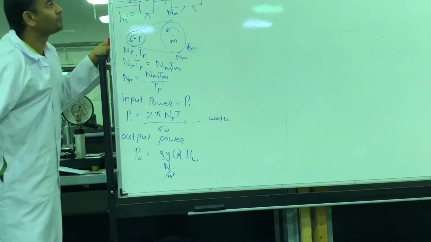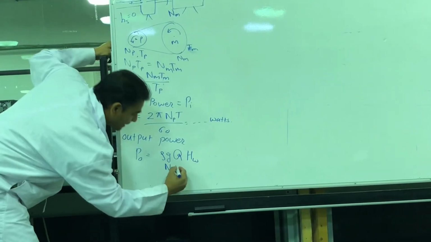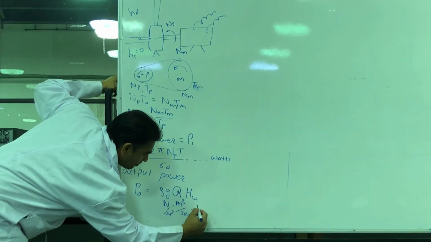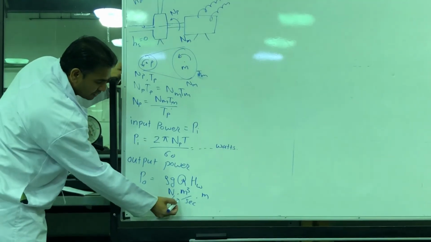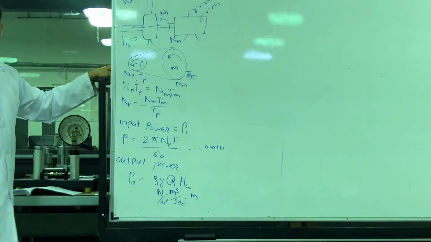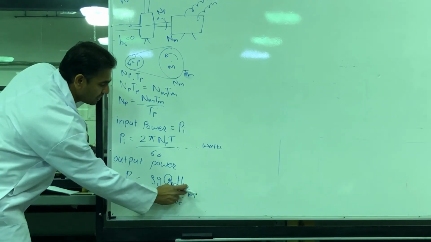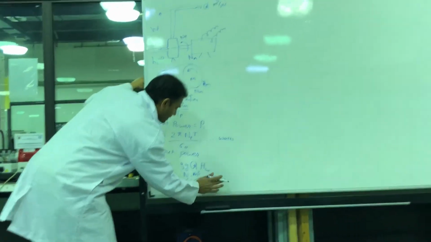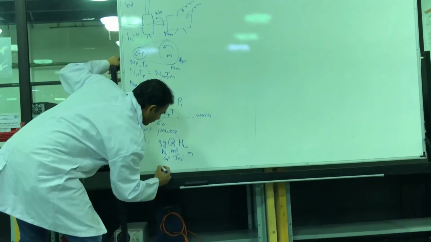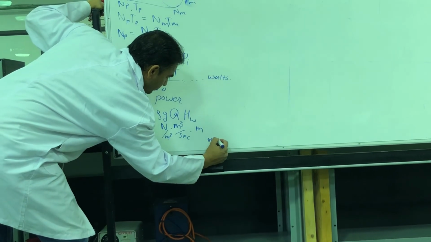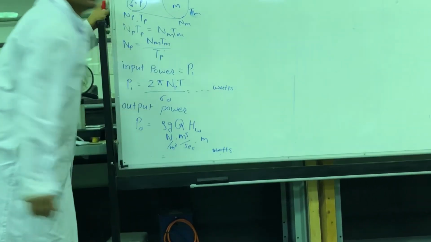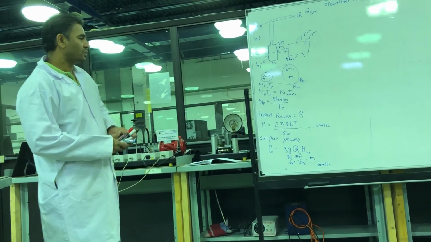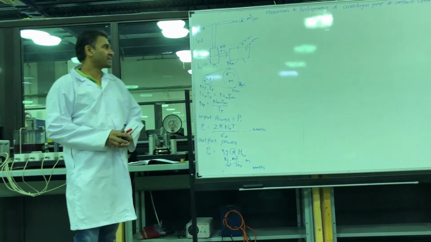What is Q? Meter cube per second. And what is head? Meter. Now see, this meter cube gets cancelled. What we have? Newton meter per second means watt. Okay, so our unit is watt. Watt means joules per second. Newton meter is joules per second. So same watt.